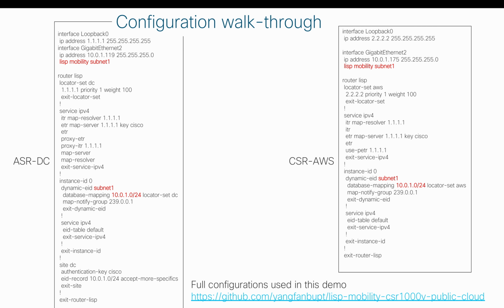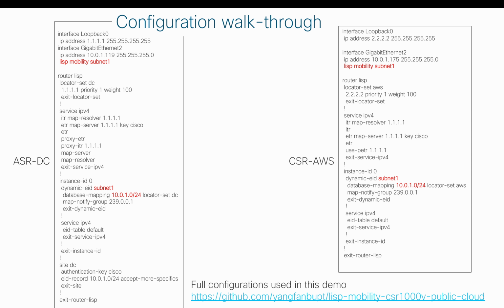There is IPsec configuration, which I didn't include in this walkthrough, but you can find the full configurations used in this demo in my GitHub link. It has two files, ASR for the data center and CSR for the AWS. I only listed the important or critical configuration I want you to remember here. So there's a loopback, as mentioned, 1.1.1.1 on the ASR, and 2.2.2.2 on the CSR. And you also see there's gigabit 2. This is the LAN-facing interface I'm talking about.